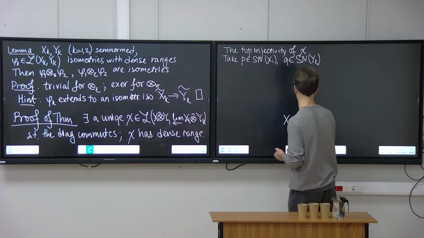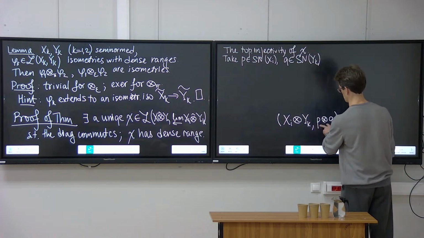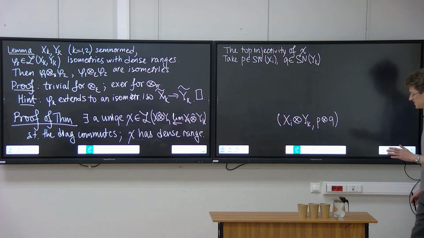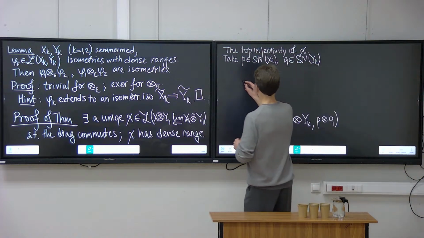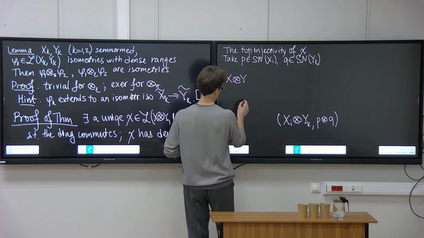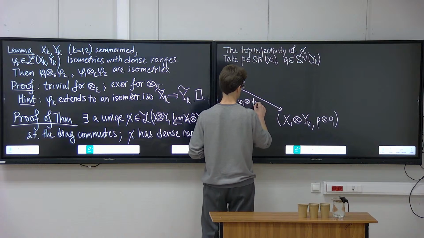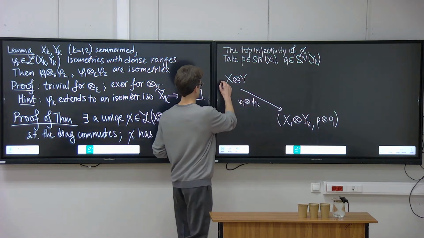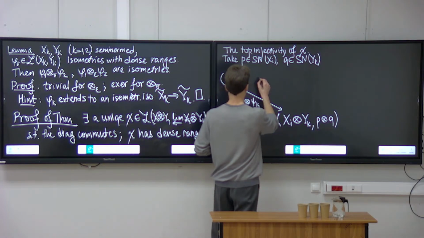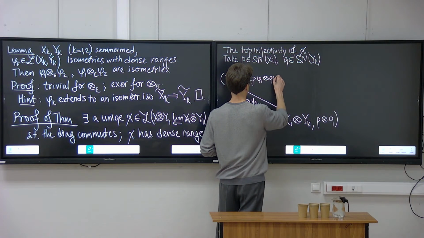And let's consider the tensor product of X_i and Y_k equipped with p tensor q. Again, we can take either the projective tensor seminorm or the injective tensor seminorm. This doesn't matter. So here we have X_i tensor Y_k. This is the canonical map phi_i tensor psi_k. And we equip this space with the following seminorm: p∘phi_i tensor q∘psi_k.